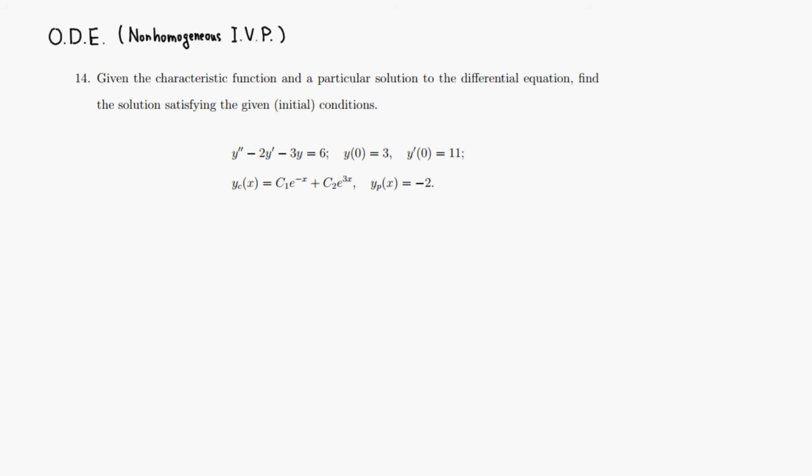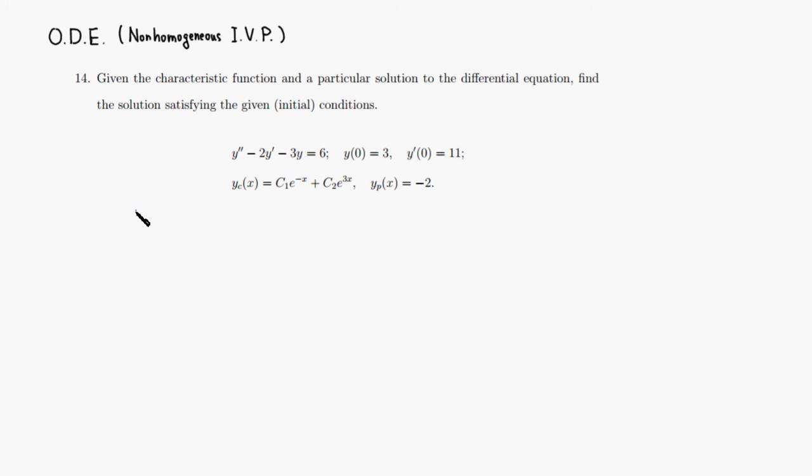All right, let's look at the ODE non-homogeneous initial value problem. We have an initial value problem, and they also give us the complementary solution and the particular solution. So the general solution is just the sum of these two.